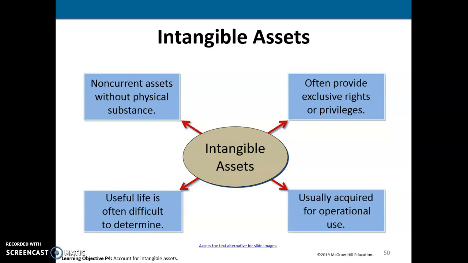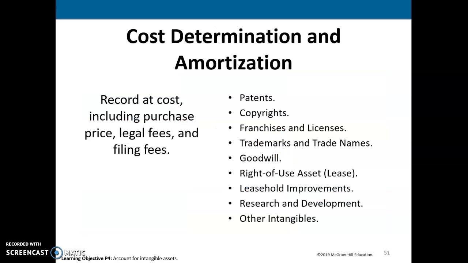When we think about them, again, they're not physically able to be touched. There is paperwork that's associated with it, but that's not considered the asset itself. And they're used to help our operations. When we look at the cost of them, we're going to record them at cost. They're going to include the purchase price, any legal fees, and filing fees.